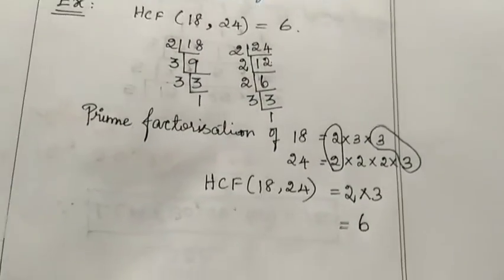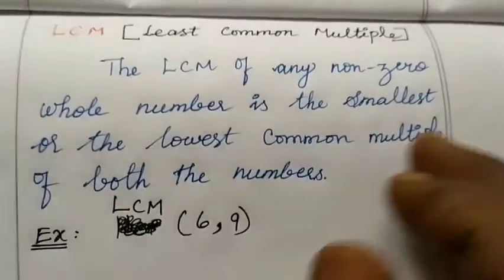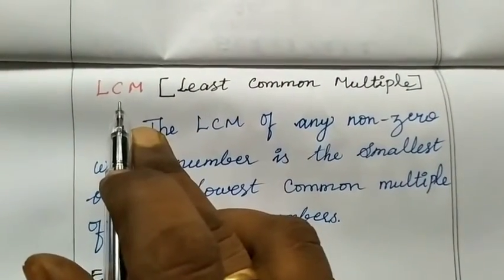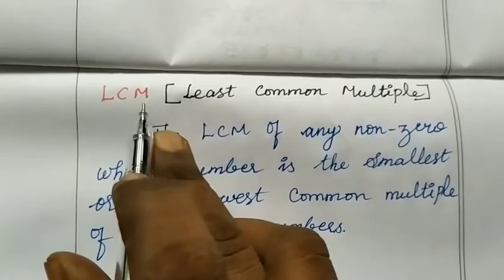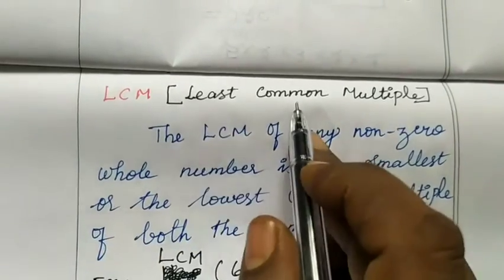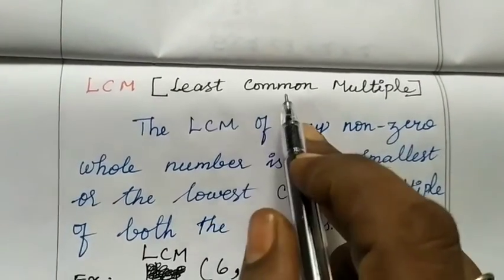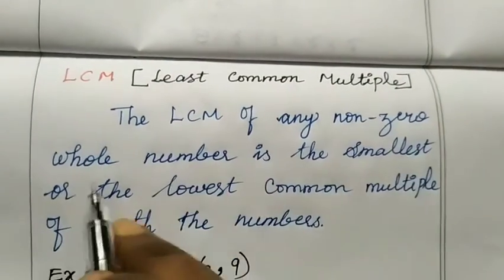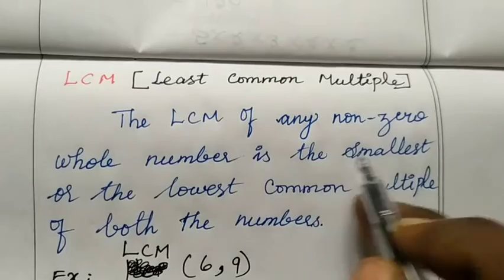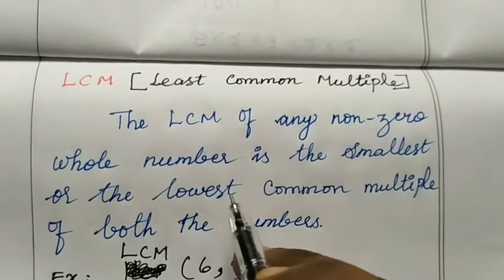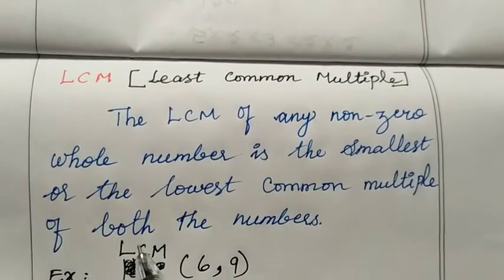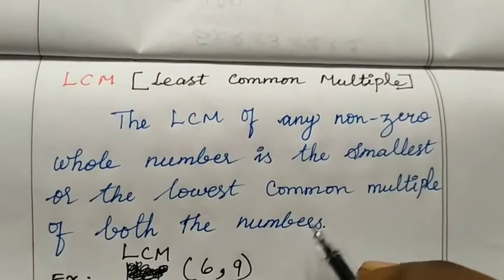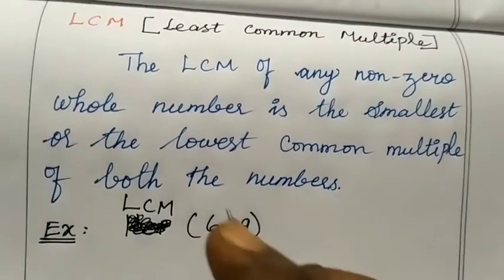So let's see now. Today we are going to see LCM. What is that? LCM means least common multiple. The LCM of any non-zero whole number is the smallest or lowest common multiple of both the numbers.